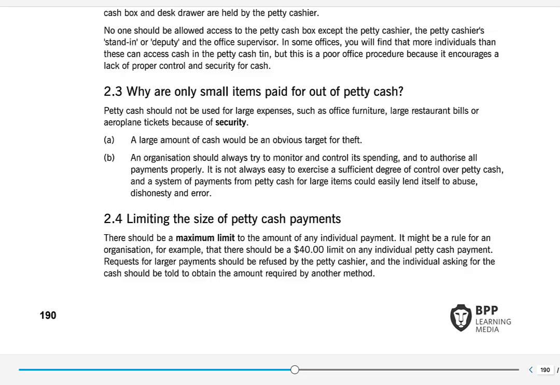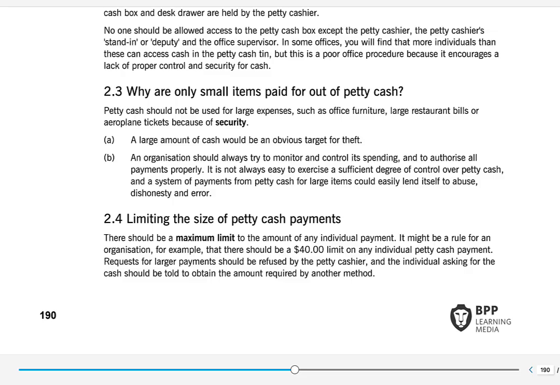Very important point for exams. In exams, if you see a question that asks, "Why is petty cash used only for small items?" your answer must include these key ideas. Petty cash should stay small to reduce theft risk. Large cash amounts attract theft and are unsafe. Large payments must be monitored and controlled properly. Petty cash for large items can lead to abuse, dishonesty, and errors. That is the full meaning of Lesson 2.3. Quick summary for students.